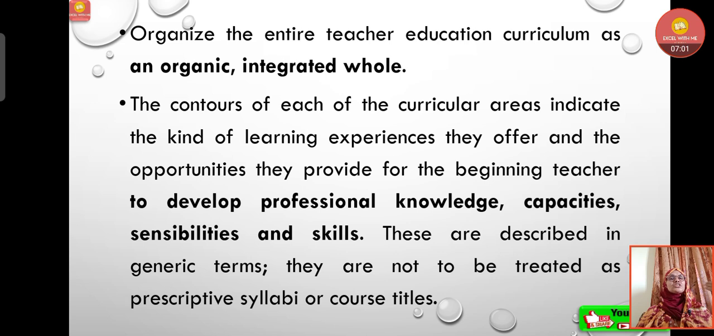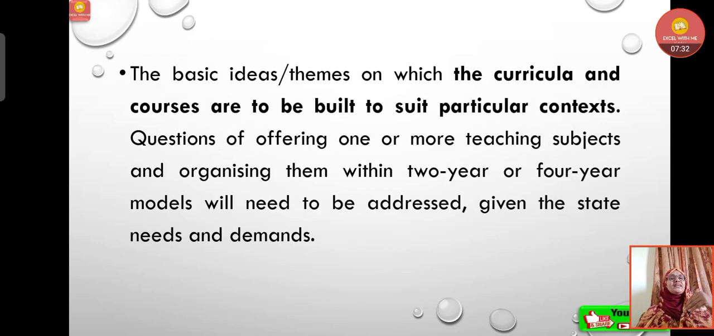Organize the entire teacher education curriculum as an organic, integrated whole. That is very important. The contours of each of the curricular areas indicate the kind of learning experiences they offer and the opportunities they provide for the beginning teacher to develop professional knowledge, capacities, sensibilities and skills. Very important. Also, these are generic terms. Actually, they are treated as perspective syllabi or course titles. Now, the basic ideas or themes on which the curricula and courses are to be built to suit particular contexts.